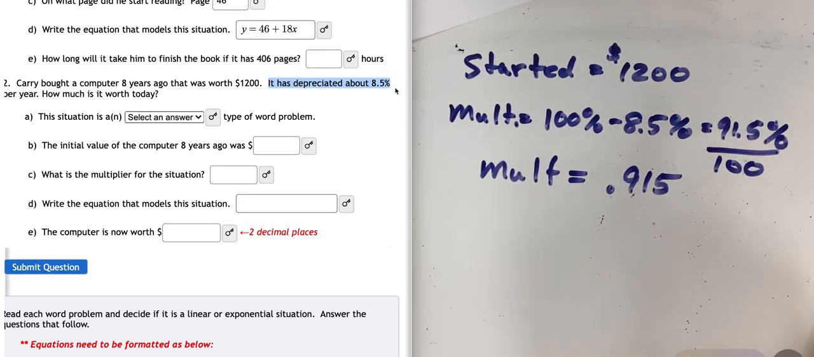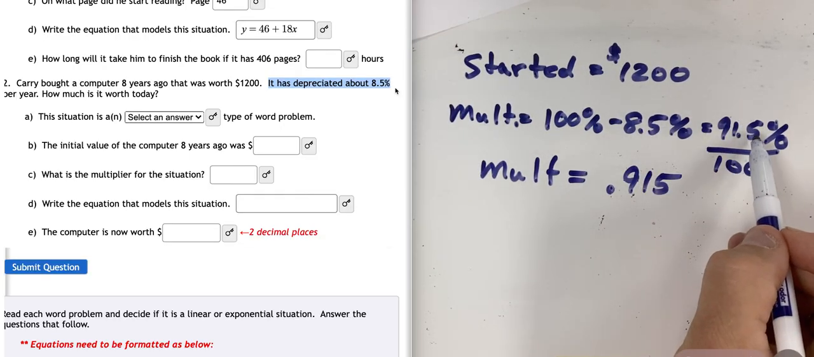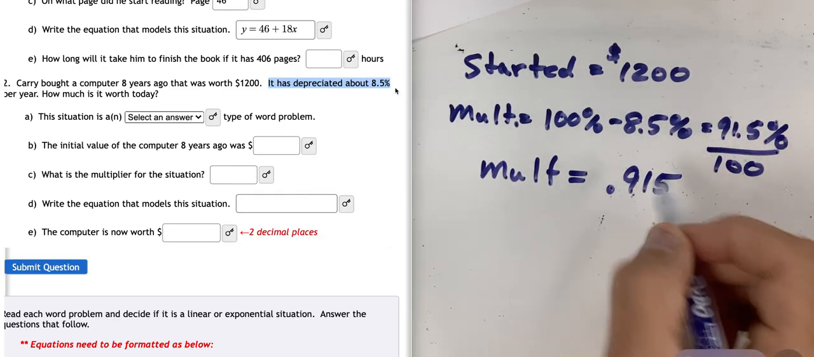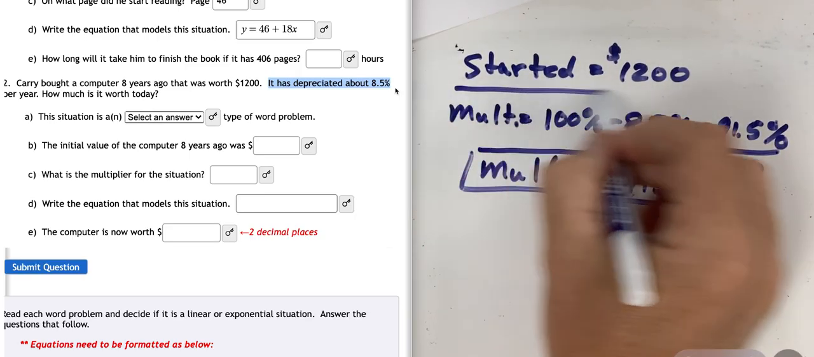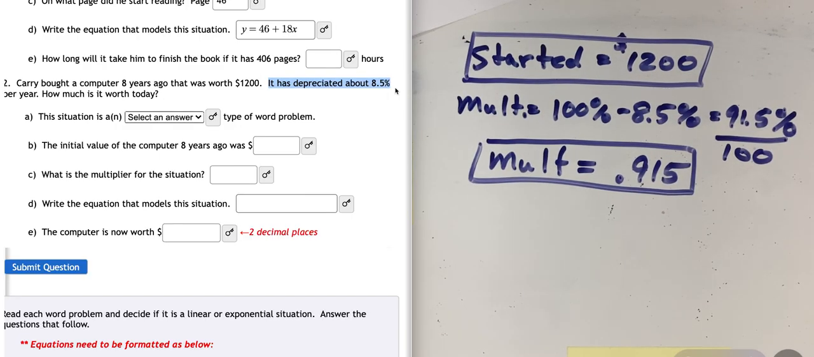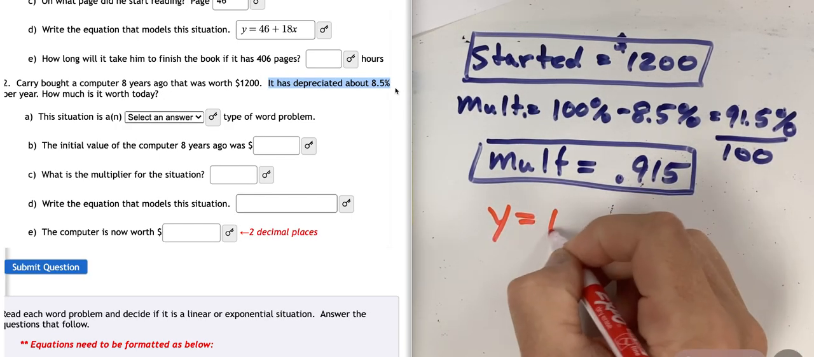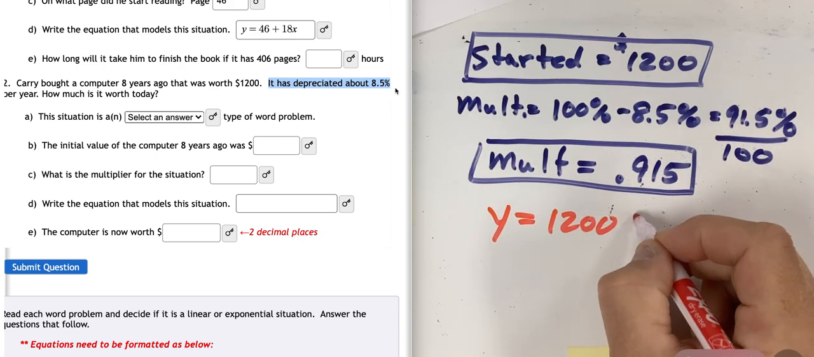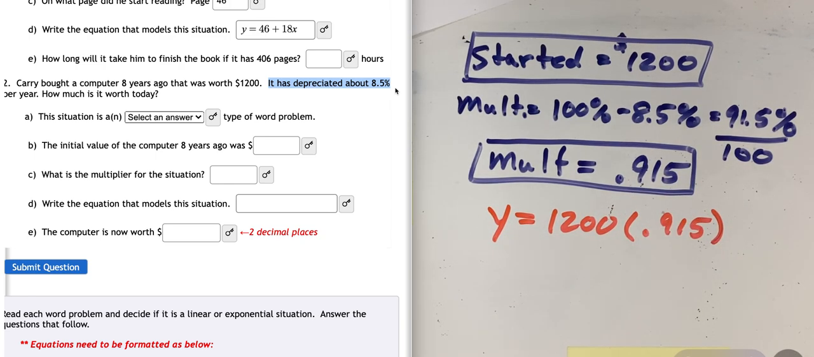Use your calculator if you need to, but just take 100 minus 8.5, which is 91.5, and then divide the answer by 100, and you'll get a multiplier of this. So now that you know the multiplier, and you also know what it started with from the word problem, we can now write the equation for this exponential. It'll be y equals, started at 1,200, and then it multiplies by 0.915, and again, multipliers are always to the power of x, like this.